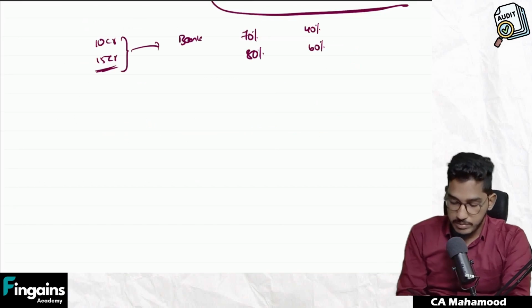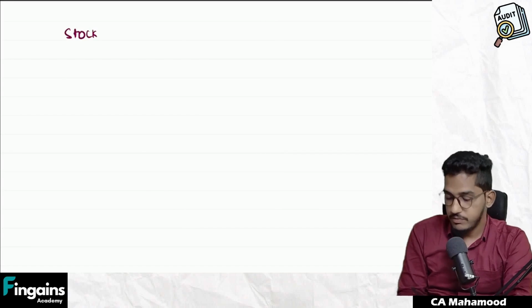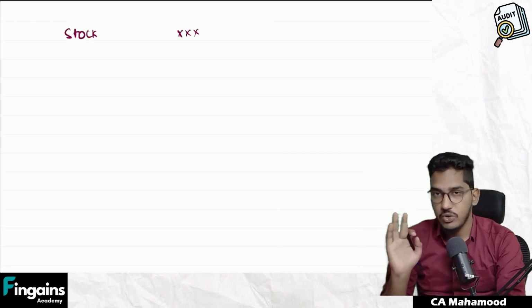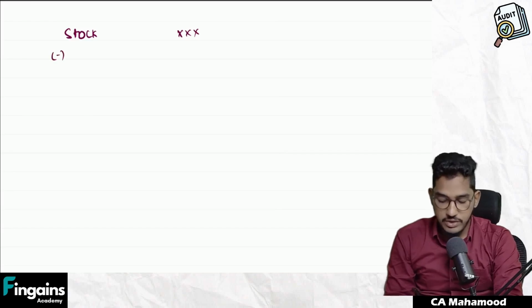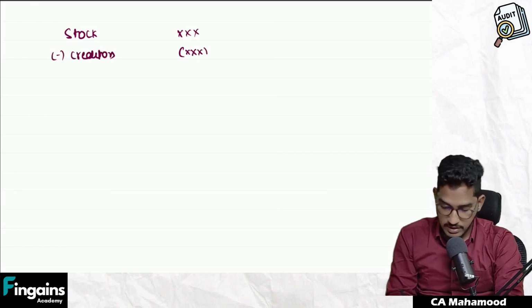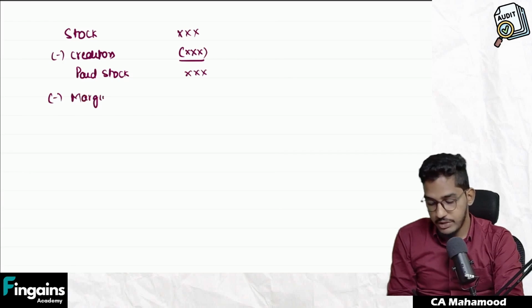Sir, how to calculate the drawing power? For that, I will tell you a format. Listen, guys. First, you have to take the stock. From that, you have to reduce creditors. The resulting figure is called paid stock. From that, you have to reduce margin at the rate of a certain percentage.